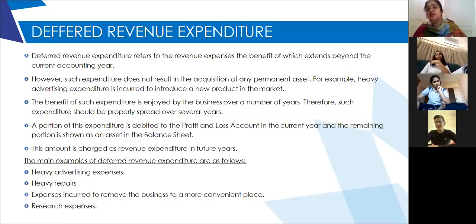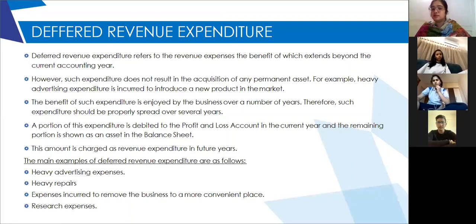So certain revenue expenses are there whose benefit we do not only enjoy in the current accounting year, but it extends beyond the current accounting year. Such expenditures become deferred in nature. The benefit of such expenses is enjoyed by the business over a number of years. Therefore, they should be properly spread over several years. Now, how are we going to treat it in accounting? A portion of it would be debited in the P&L account for that particular current year, and the remaining we would treat like a capital expenditure. So it would be shown as an asset in the balance sheet, because the benefit is not for one year, it is for more than one accounting year.